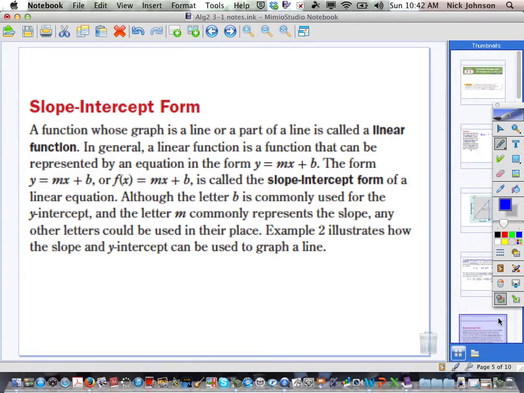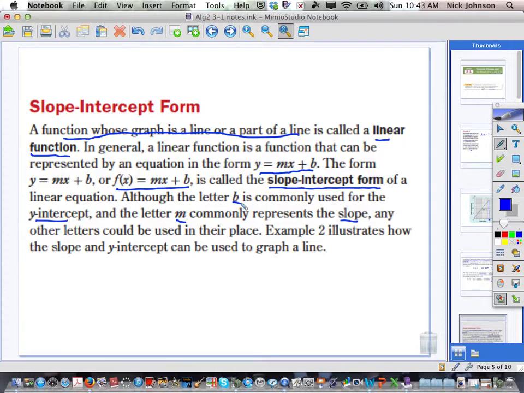Slope-intercept form. A function whose graph is a line or part of a line is called a linear function. In general, a linear function is a function that can be represented by an equation of the form y equals mx plus b. The form y equals mx plus b, or f of x equals mx plus b, this is function notation, is called slope-intercept form of a linear equation. Although the letter b is commonly used for the y-intercept, the letter m commonly represents the slope. That should be review. m is slope, b is the y-intercept. Any other letters could be used in their place.